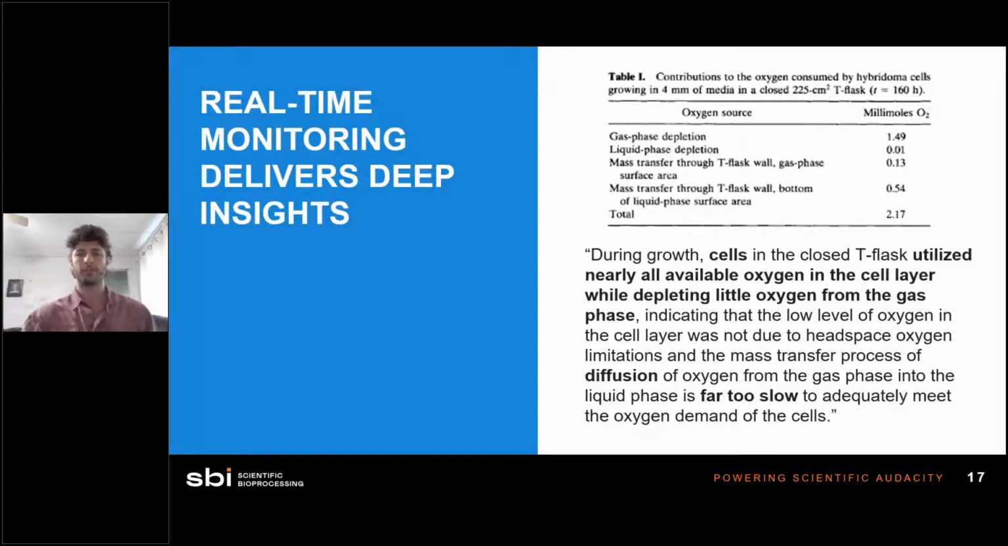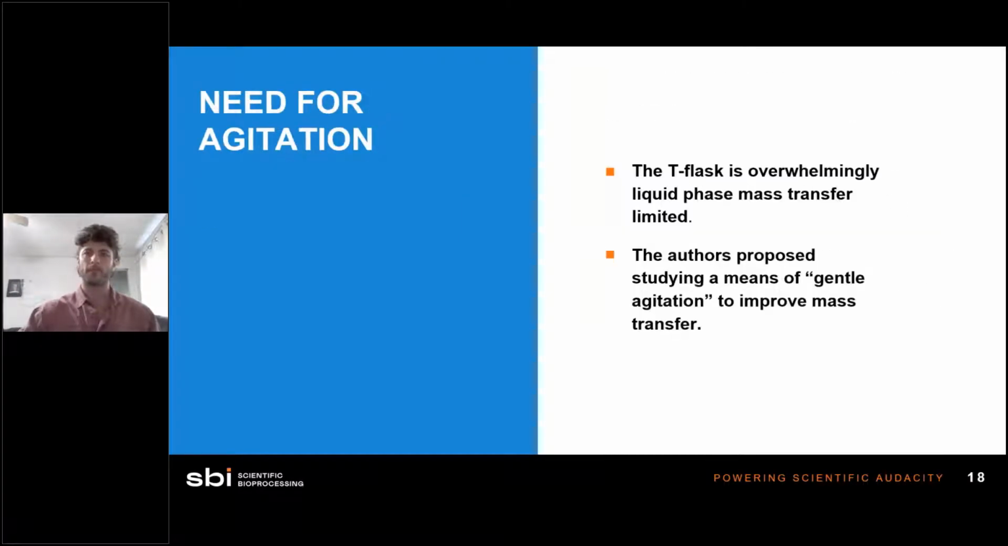So what the researchers determined is that T-flasks are mass transfer limited. So the kLa, the transfer of that gaseous environment in the incubator, does not transfer through the liquid media down to where the cells are actually growing and metabolizing. So the T-flask is mass transfer limited, and the authors thought, okay, if we gently agitate the media, break up that insulating layer a little bit, maybe we can get the oxygen down to the cells.